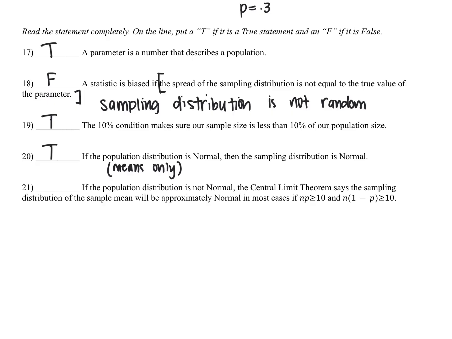Last one, if the population distribution is not normal, the central limit theorem says that the sampling distribution of the sample mean will be approximately normal if, in most cases, NP is greater than or equal to 10 and N times 1 minus P is greater than or equal to 10. This is false. Everything up to the last statement is fine, because that condition is for proportions. For means, it's that N is greater than or equal to 30.